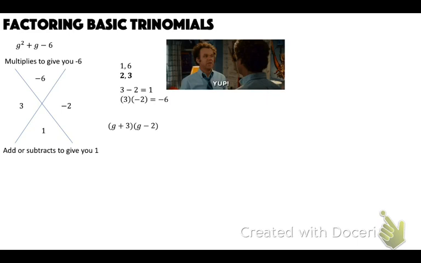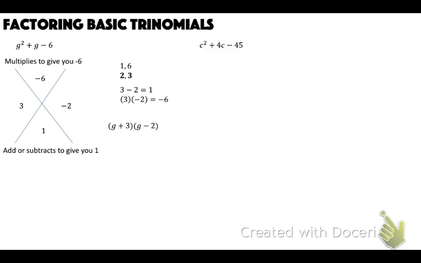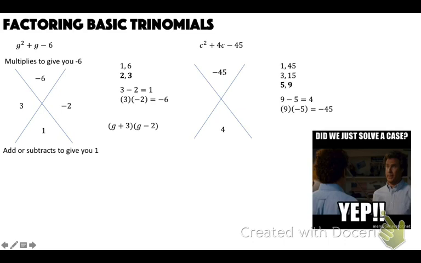Pretty easy, right? Let's do this one real quick. We want to see what multiplies to be negative 45 and adds to be 4. Well, we have 1 and 45, 3 and 15, 5 and 9. With 5 and 9, if we do 9 minus 5, that gives us 4, and 9 times negative 5 is negative 45. Did we just solve the case? Yep. So that's going to be 9 and negative 5. Okay, and that's c plus 9 and c minus 5.